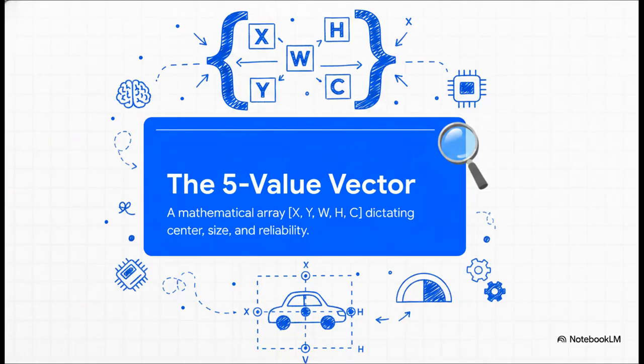Let's briefly cement this definition so we all understand the translation from visual bounding boxes to pure numerical data. The 5-value vector is a mathematical array. X and Y pinpoint the exact center coordinates, W and H determine the physical dimensions, and C tells us the prediction reliability. Is that straightforward?